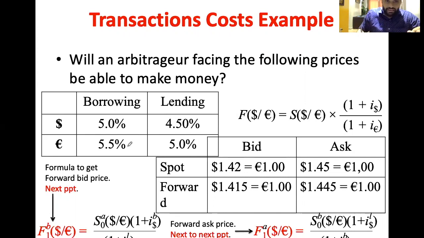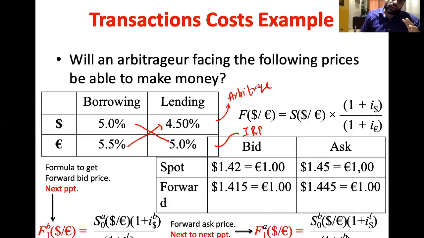This is arbitrage. And this is IRP. All right, so this one is IRP, but this one is a different rate. I'm not saying that in both cases you will not make any profit. Why? Because under IRP, two things are really important.